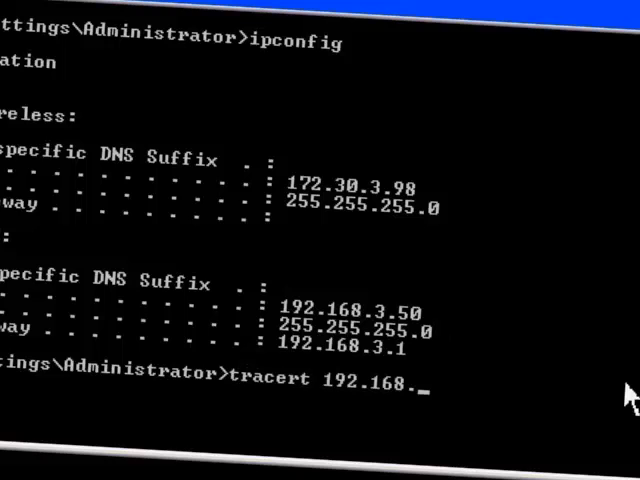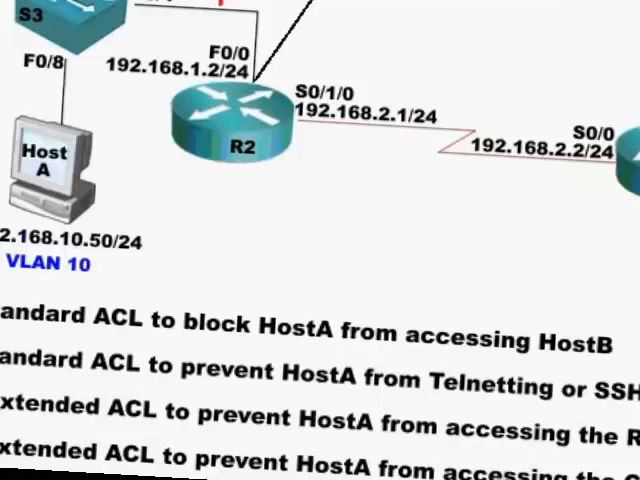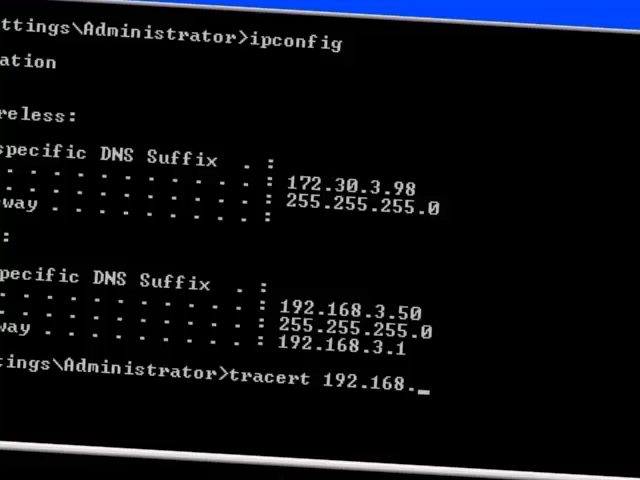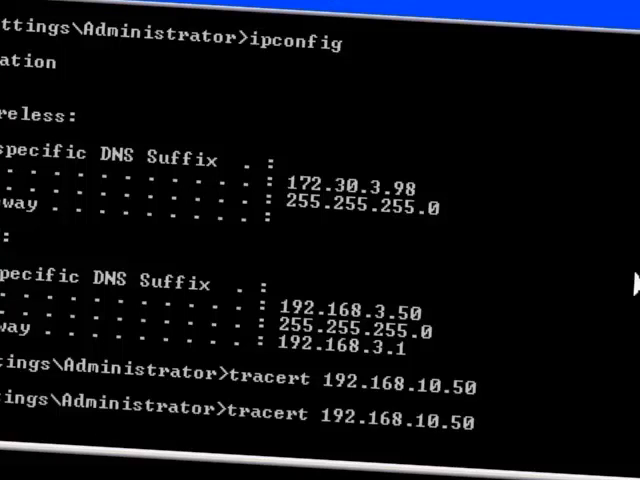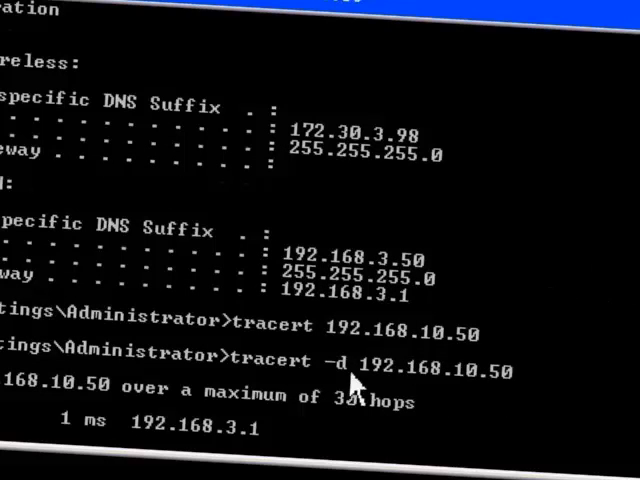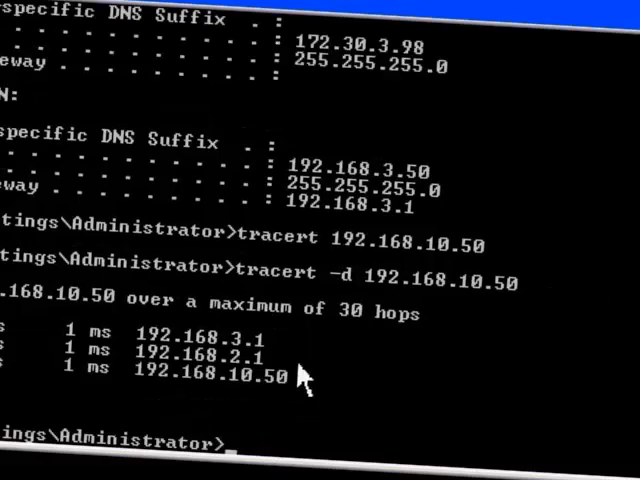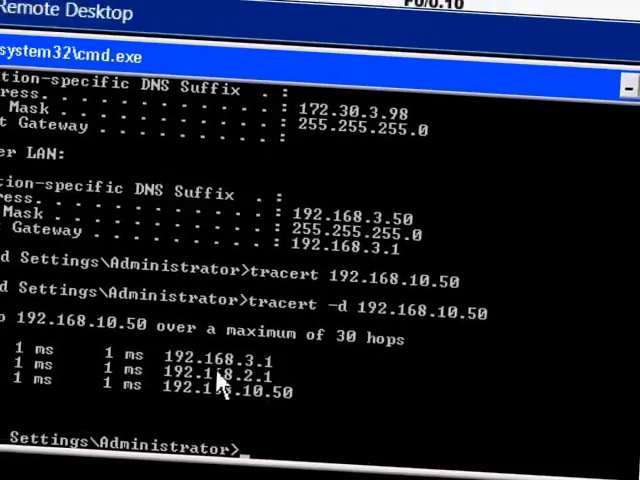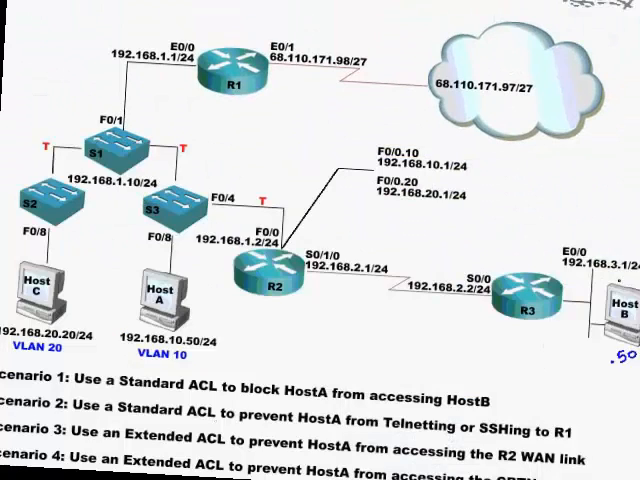Trace route is better than a ping, so he does a trace route from .50. Once again, he does a -d to avoid Windows trying to resolve those IP addresses. So yeah, he verifies that in fact host B does take the correct path. So now connectivity has been verified.